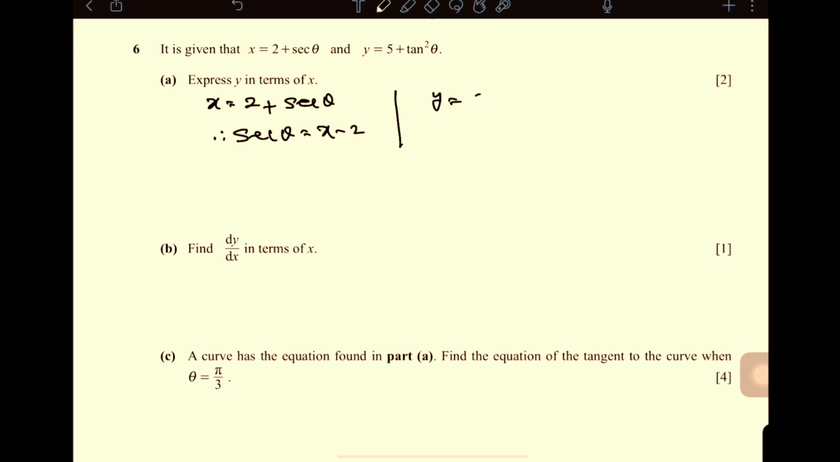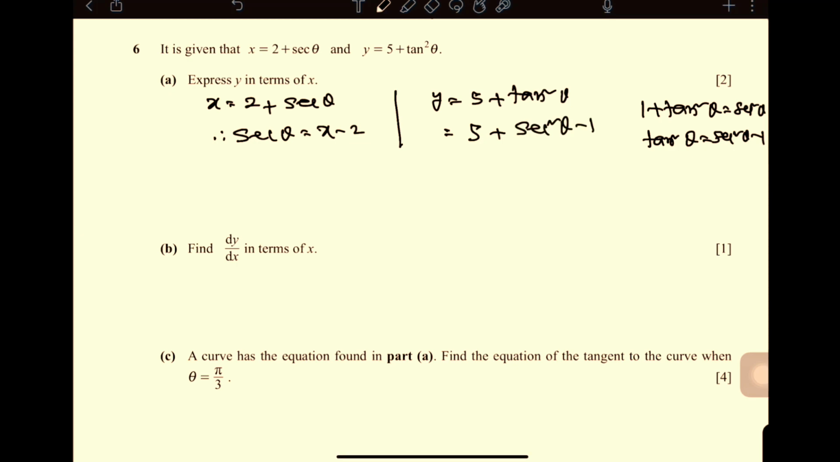And y equals 5 plus tan squared theta. We know that 1 plus tan squared theta equals sec squared theta. So tan squared theta equals sec squared theta minus 1. So let me substitute it here: 5 plus sec squared theta minus 1. 5 minus 1 cancels, so 4 plus sec theta whole square. And sec theta is substituted, so x minus 2 whole square.